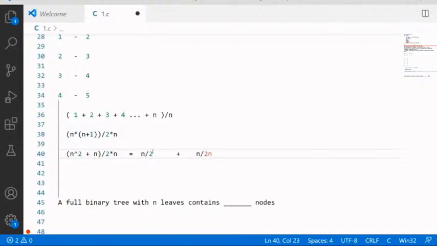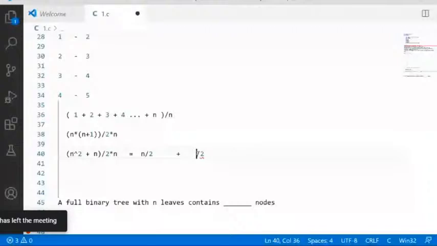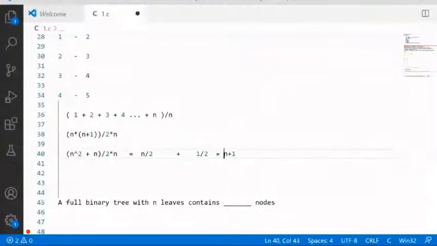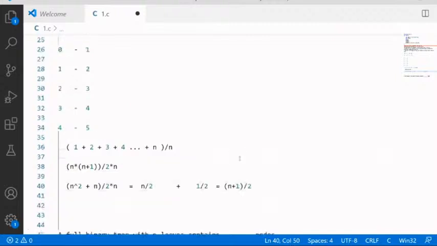So it becomes n by 2. How about this term? The numerator n and the denominator n will get cancelled, so it will become 1 by 2. So what is n divided by 2 plus 1 divided by 2? It is equal to n plus 1, because the denominator is the same in both cases. So only add the numerator and divide it by 2. So the answer for this question, generally the formula, is n plus 1 the whole divided by 2, which has to be the exact answer.